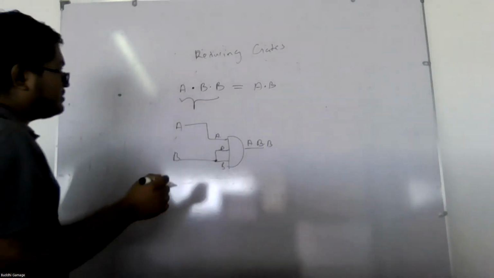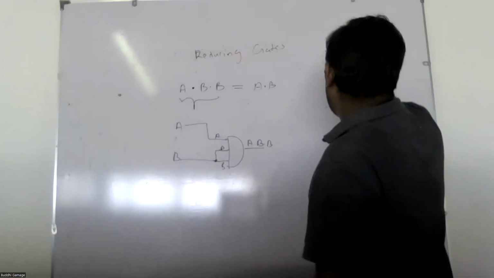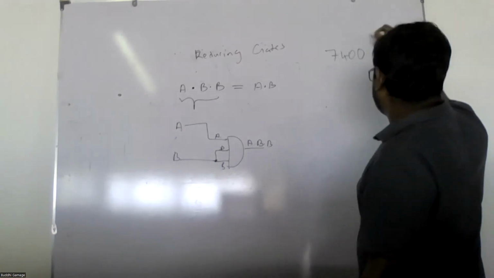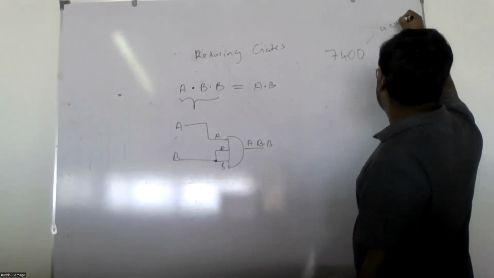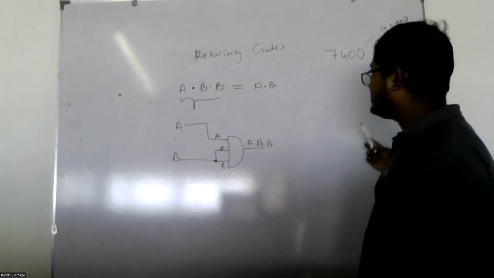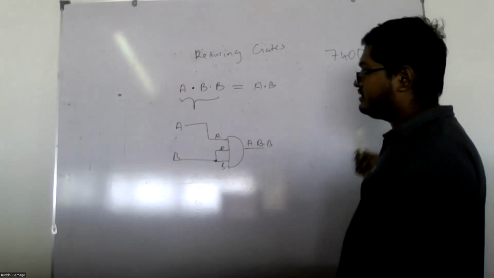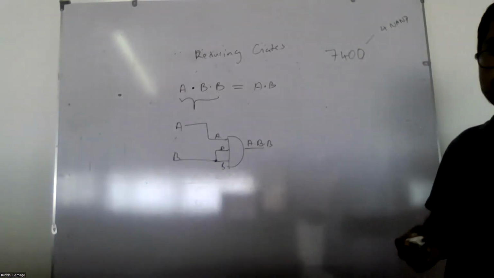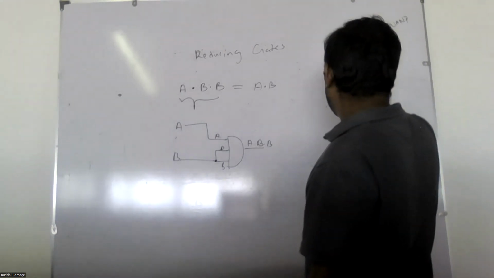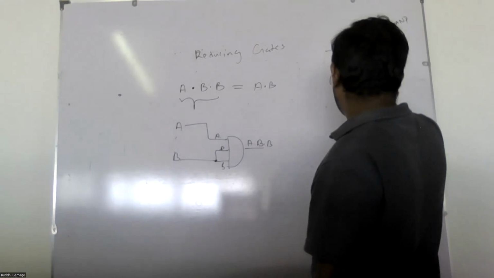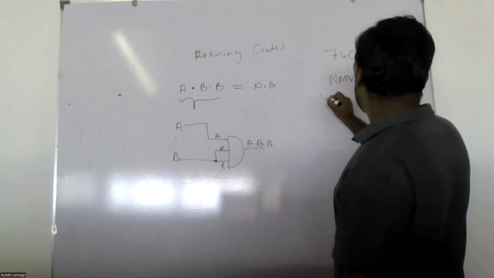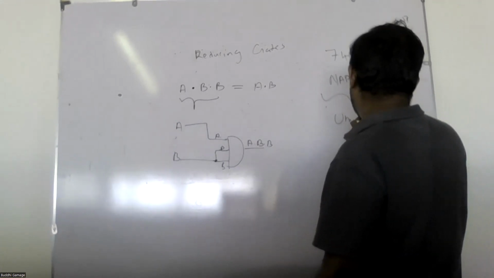Right. So as I mentioned earlier, the 7400 has four NAND gates. Basically, NAND gates are used very often, and those are considered as universal gates.